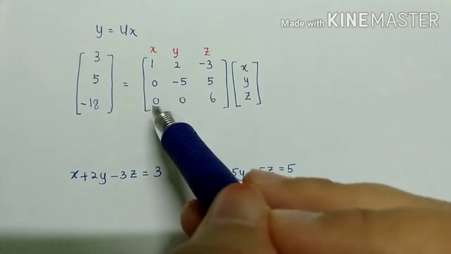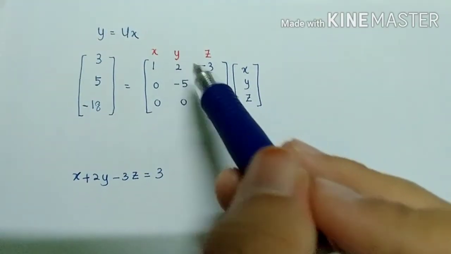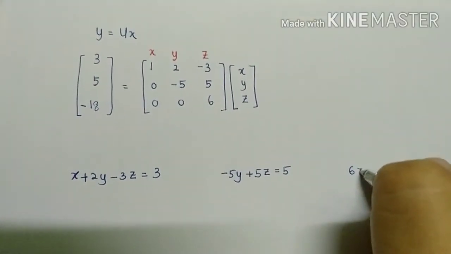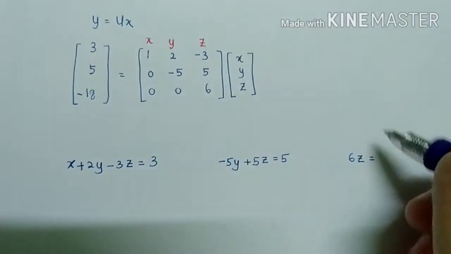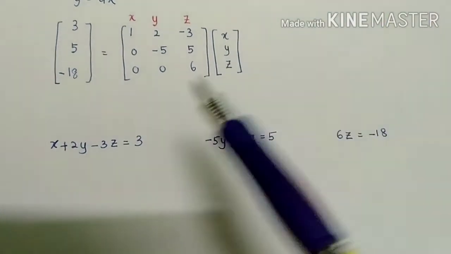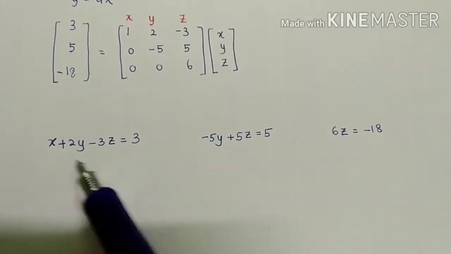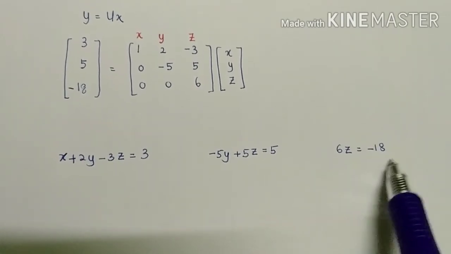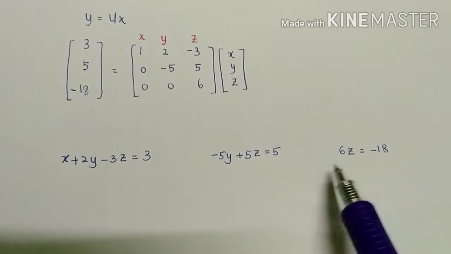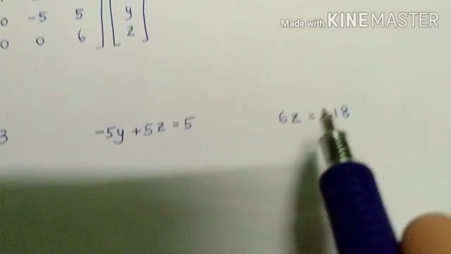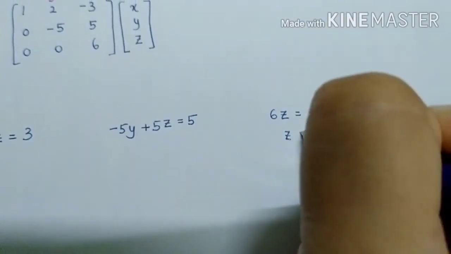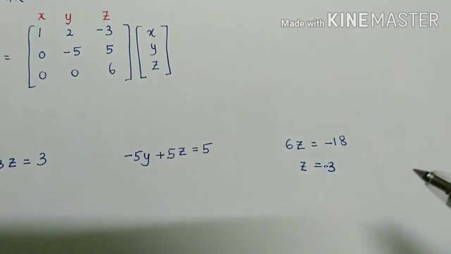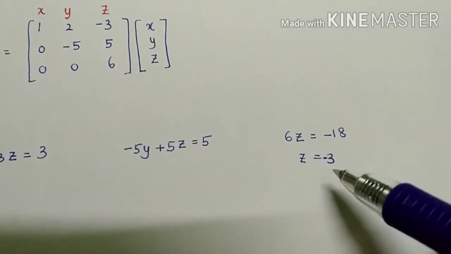And for the last equation, we have 0x plus 0y, so we don't have to write x and y, and then plus 6z is equal to negative 18. From these three equations, we can see that the simplest equation is here. We can find the value of z from the third equation. 6z equals negative 18. So z is equal to negative 18 divided by 6, which is negative 3.